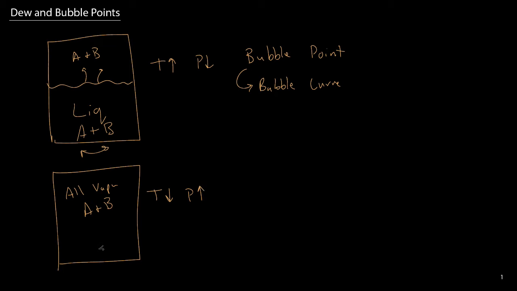The opposite case is dew, where we have all vapor, A and B. And if we were to decrease the temperature or increase the pressure, eventually we would start to have very small droplets forming. And this would give us the dew point or the dew curve.